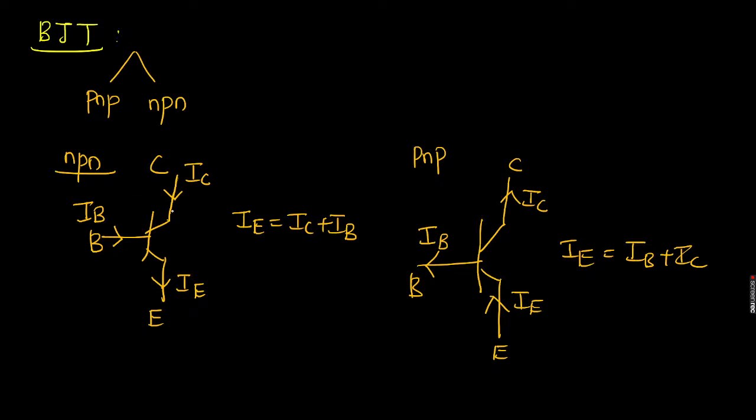Now in BJT we can see there are many types of configuration: common base configuration, common emitter configuration, common collector configuration. Understanding those is a little bit important. I know you all know these basics. Let me just recap it once. For common base, common emitter and common collector configurations, what is the input and what is the output? Let us recap those basics once.